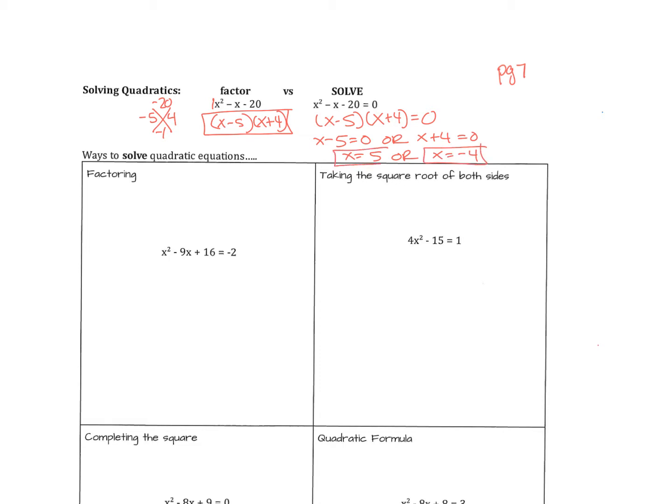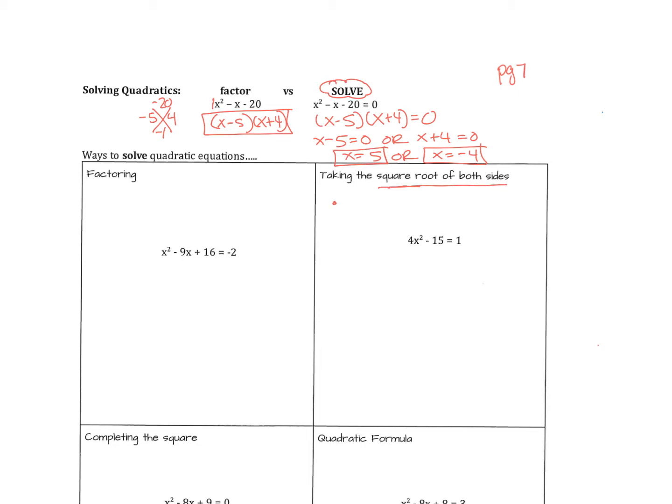These are my two x-intercepts. It's where the graph crosses the x-axis. They're my roots. They're my solutions to my equation. So let's take a look at some more examples of solving a quadratic equation. There are 4 methods we're going to discuss today. The first one I'd like to discuss is taking the square root of both sides.